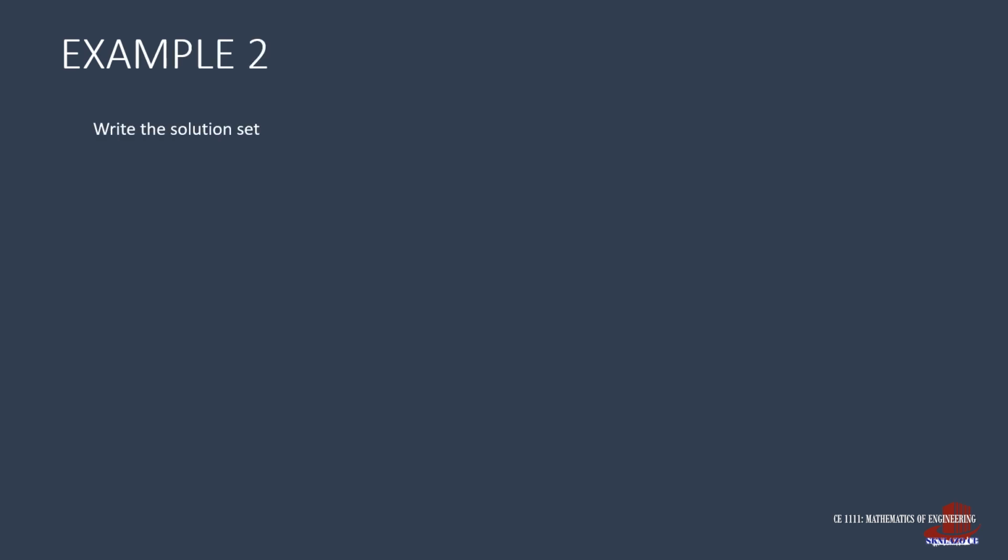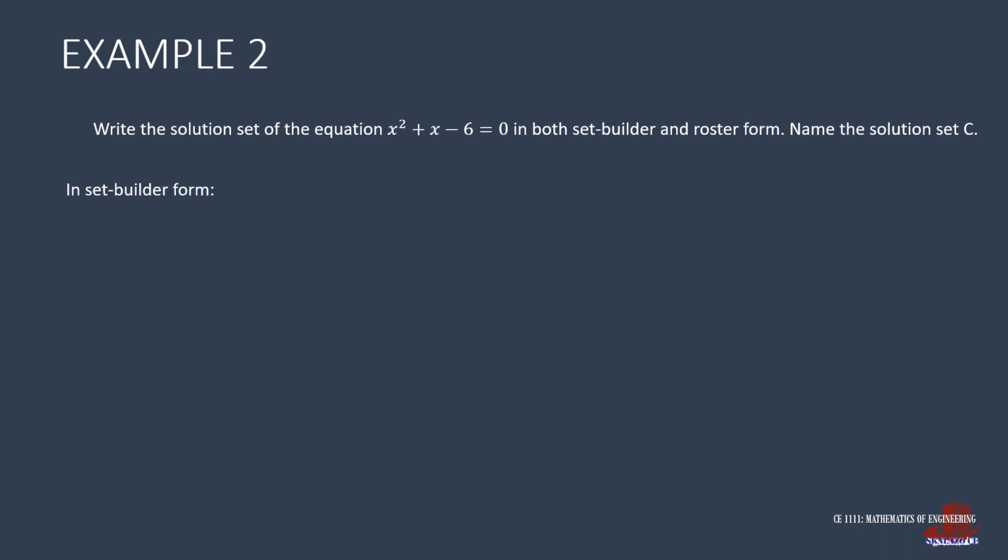Example 2 has a given equation of x squared plus x minus 6 is equal to 0, and we have to transform its solution into set builder and roster forms. In set builder form, we can write set C as all values of x where x belongs to integers and x squared plus x minus 6 is equal to 0. The first condition of x as an element of integers is optional and can be taken out.